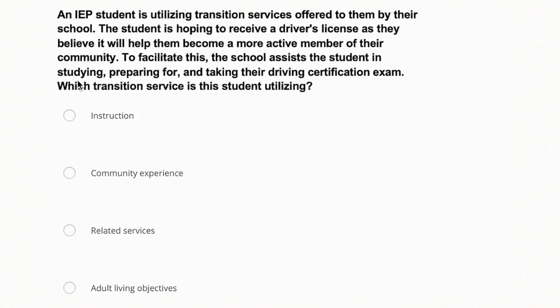So again, I want to identify some keywords here that are in the question. The IEP student is utilizing a transition service, and they want to receive a driver's license. That's a key part here. The school is assisting with the driving certification exam. So they're helping that student prepare for their driving exam, and that is part of the school's transition services. And what we're being asked to do is identify which of our answer choices matches what the school is doing for the student in this scenario.